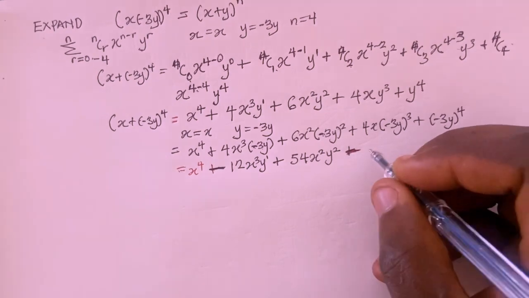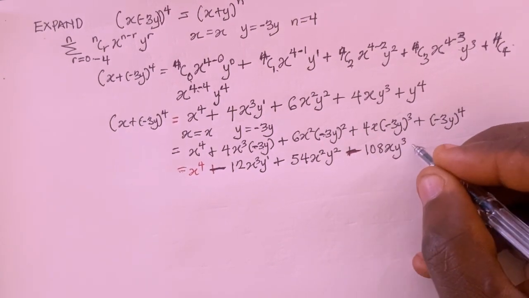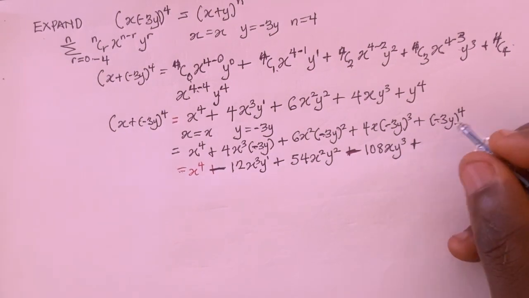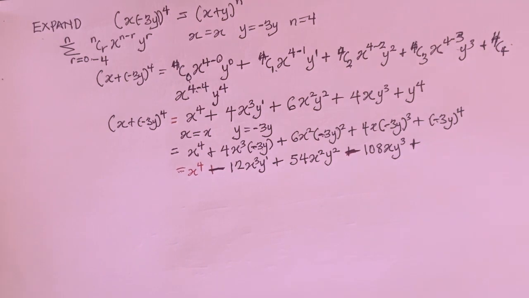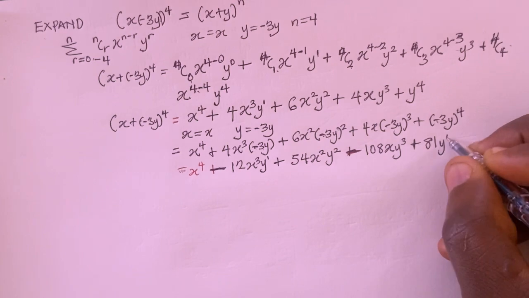Then I'm going to have this to be minus 108. This is going to be x, then y raised to the power of 3, plus, now this minus raised to the power of 4, that's actually plus. Then 3 raised to the power of 4 should give us 81. Exactly, that's 81. Then I'm going to have y raised to the power of 4.